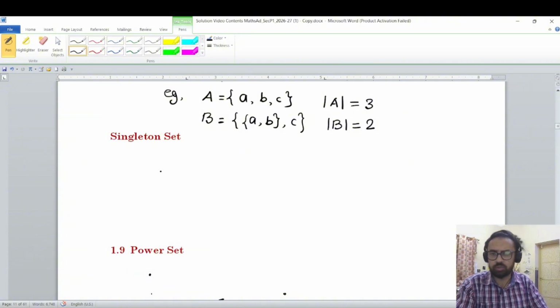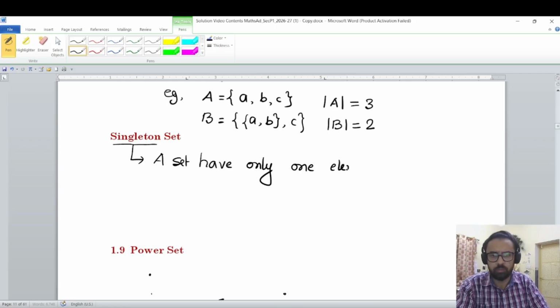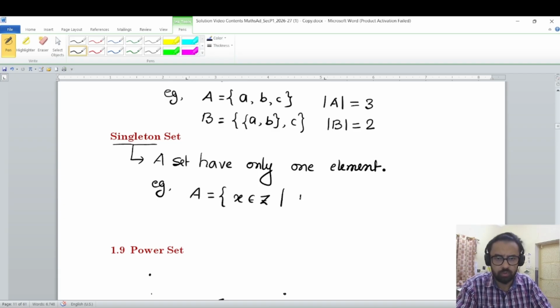Next, the concept singleton set. In the name itself you can see what is the idea of singleton set. Singleton set means what? A set that has only one element. Say for example, set A equal to all those x belongs to integer Z such that 1 less than x less than 3.